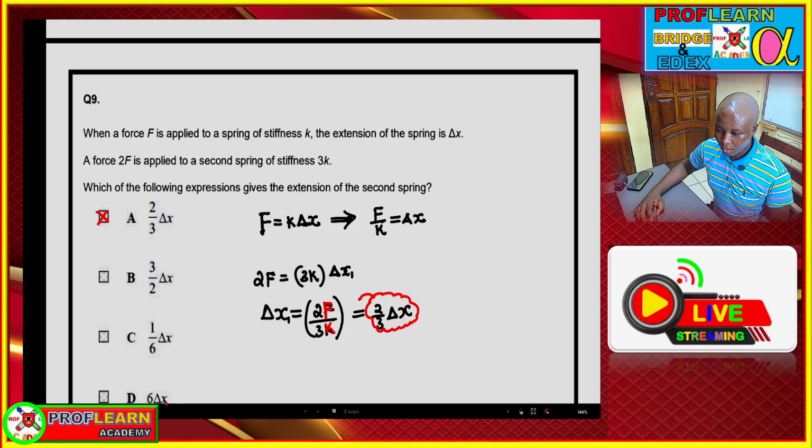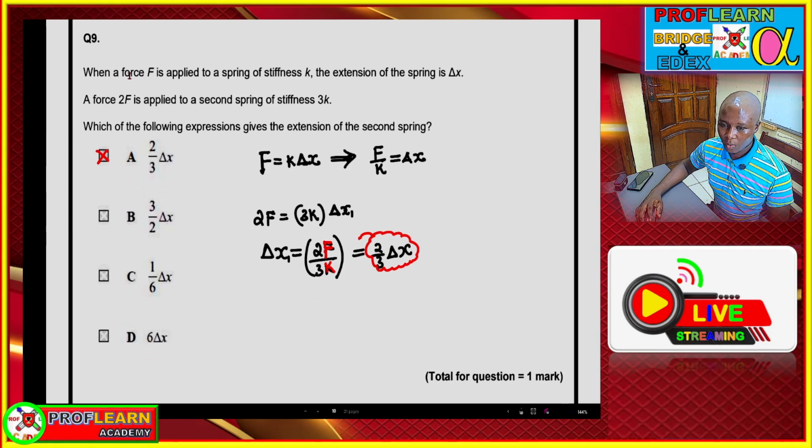So let's dive in and look at question 9. We are told that when a force F is applied to a spring with stiffness K, the extension of the spring is delta X. A force 2F is applied to a second spring of stiffness 3K. Which of the following gives the extension of the second spring? First, remember that force equals K times delta X, where delta X is the extension. Therefore, extension is given by F over K.